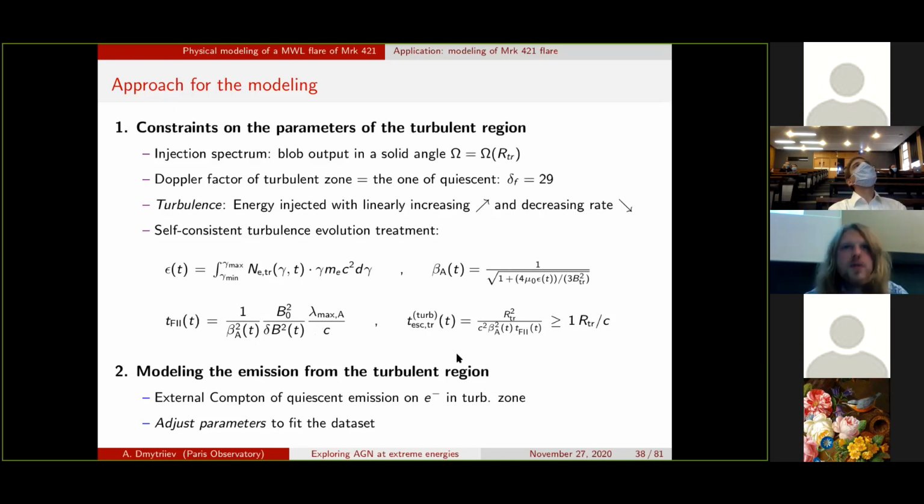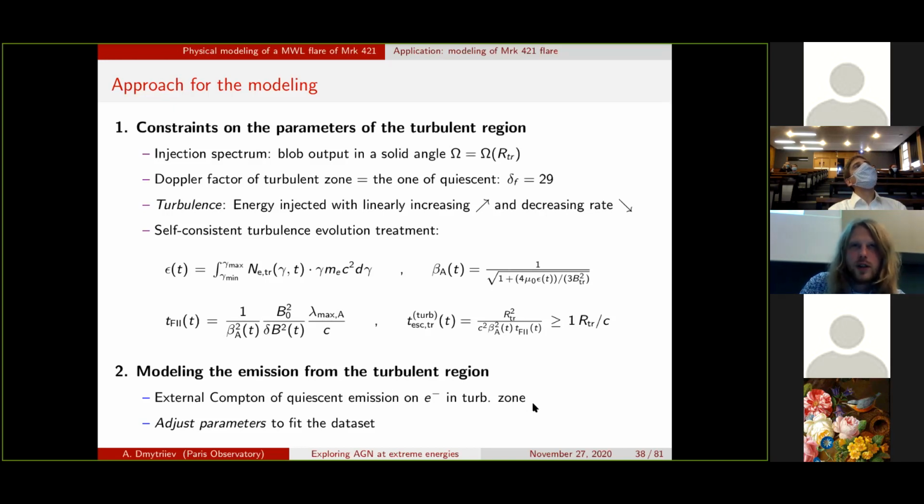And the escape during the turbulence is actually slower than during the low state, because the particles have to undergo diffusion through the turbulent plasma. The escape time scale is linked to the Fermi 2 time scale and the Alfvén speed. And this is our treatment of turbulence.